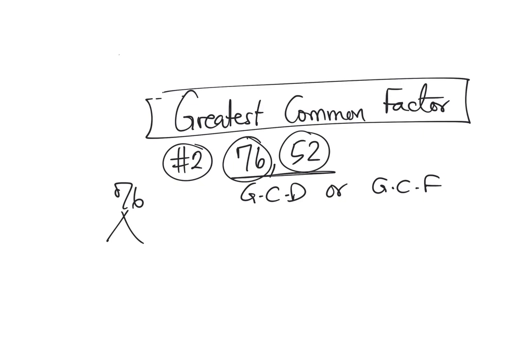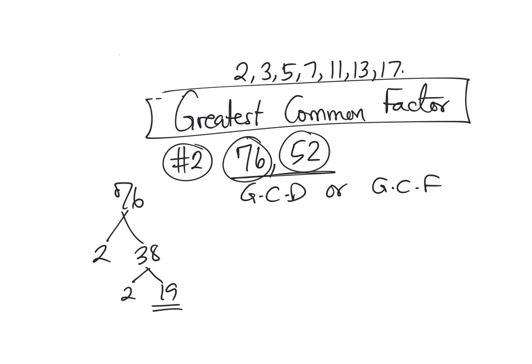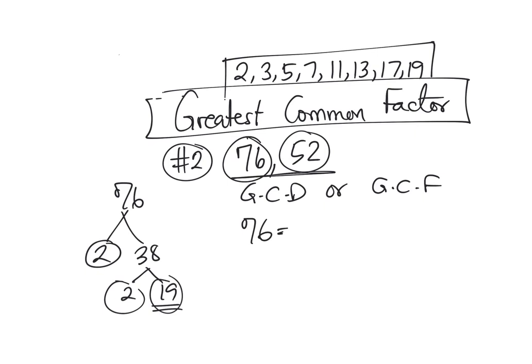So for 76, you break it down into 2 times 38, right? You take 76, divide it by 2, and then divide 38 by 2, and you get 2 and 19. Now keep in mind, 19 is a prime number. Remember, I made that short list there: 2, 3, 5, 7, 11, 13, 17, 19. So it's good to know those first set of prime numbers. So we know that 76 is 2 times 2 times 19.